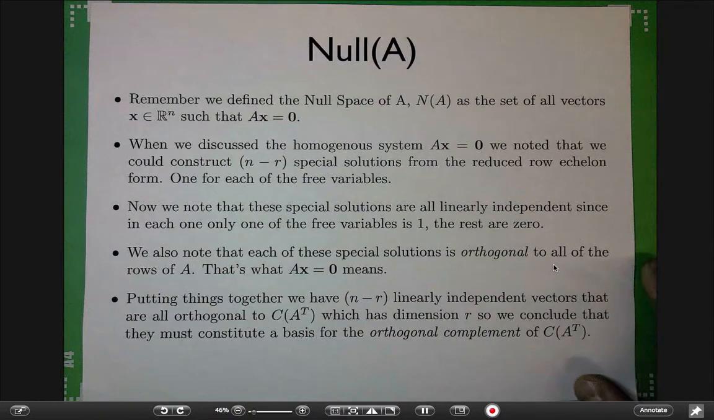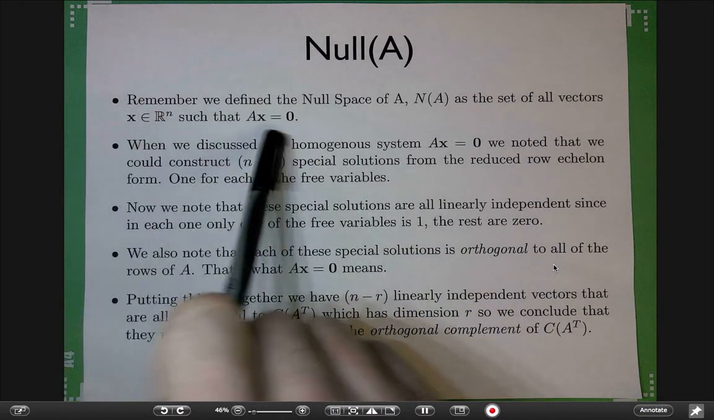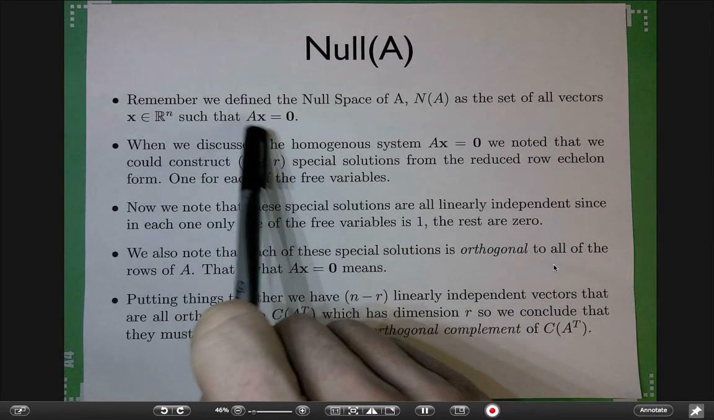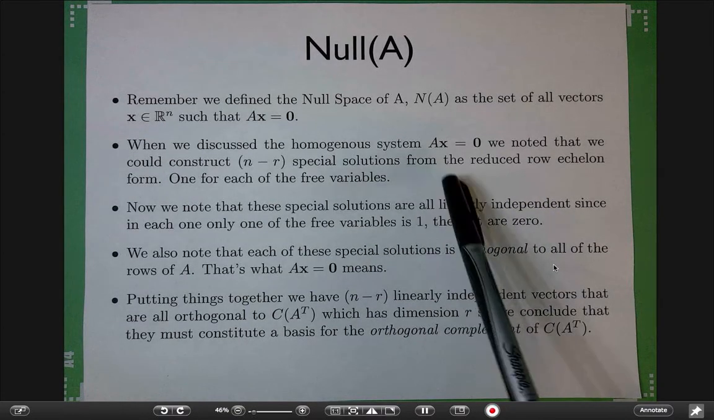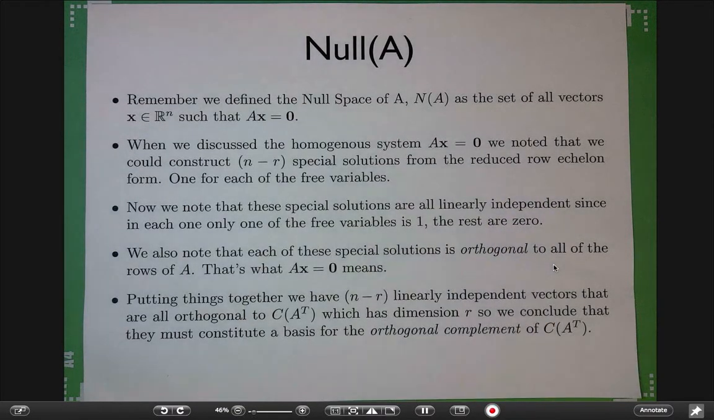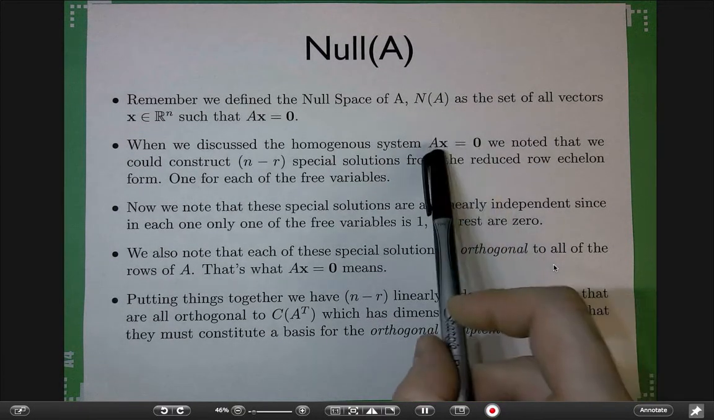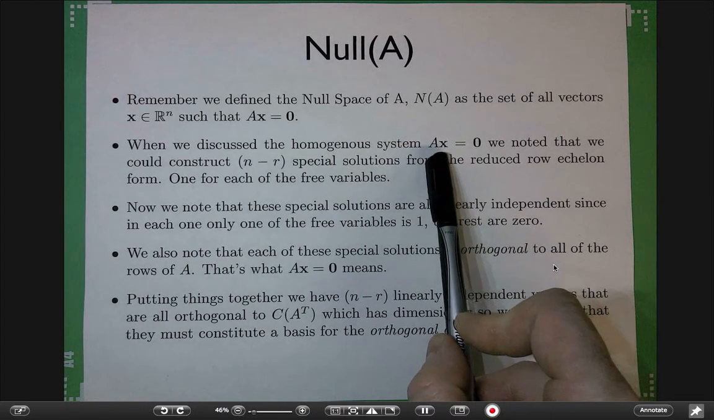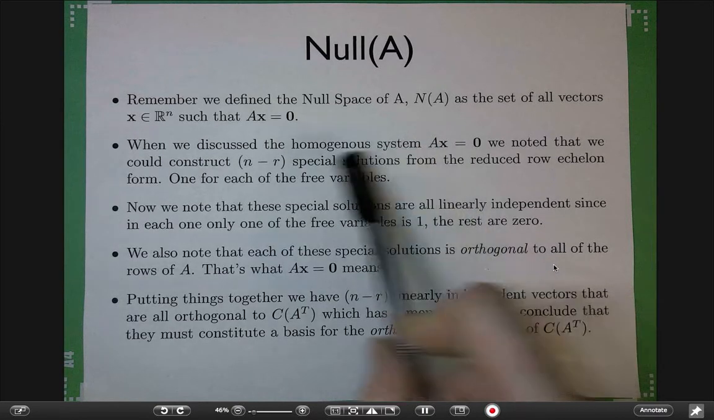Here is just a summary of what I was saying before about the null space. So the null space is the set of all vectors x such that Ax is 0. And what is the dimension of the null space? That's an interesting question. The null space consists of all these vectors, right? And they will be generated by all the special solutions.